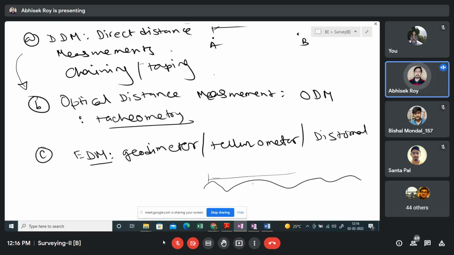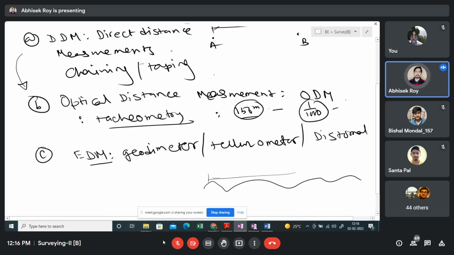But what is the problem with ODM? In ODM, you can measure accurately up to 150 meters. If you go beyond that, there will be error. Up to 150 meters, you can measure with an accuracy of 1 in 1000. That means this much error will be there if you are measuring up to 150 meters.